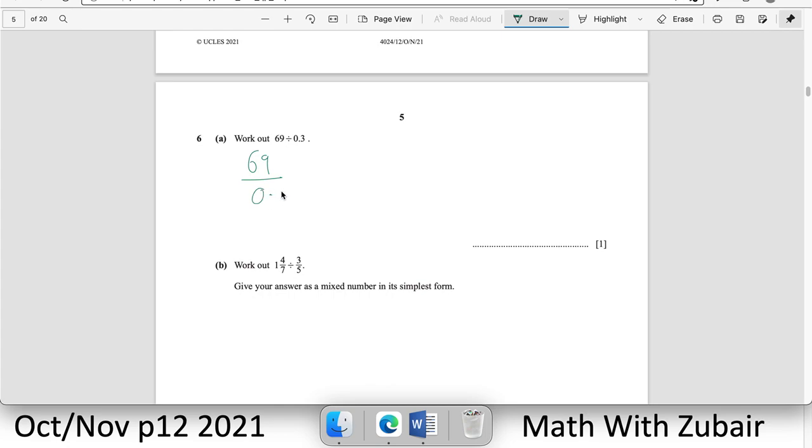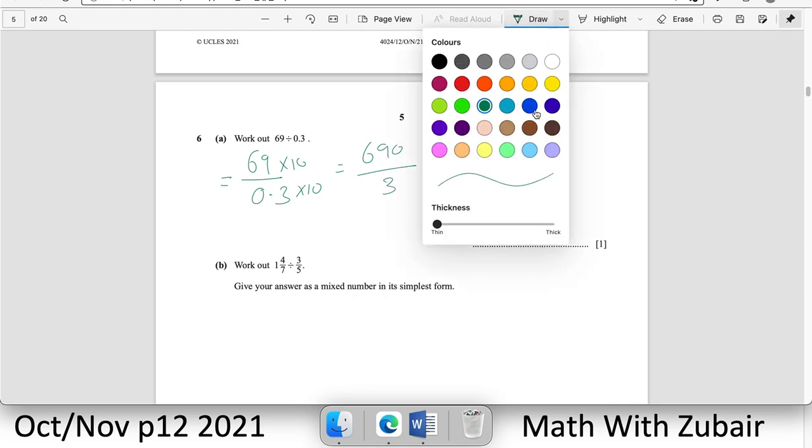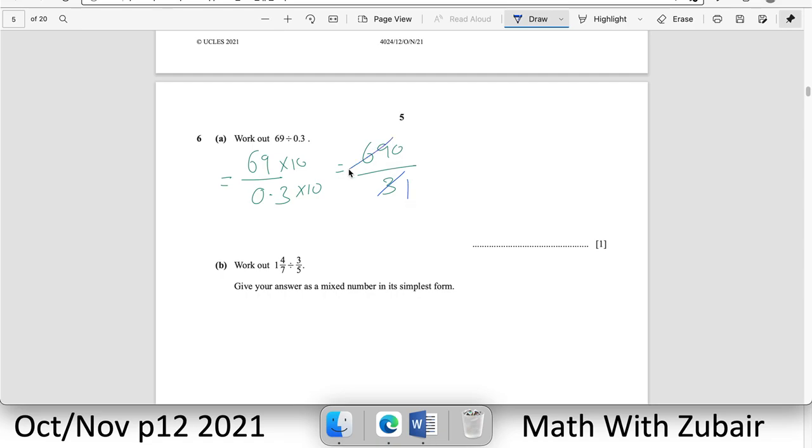69 divided by 0.3. So multiply by 10 on both sides, you get 690 by 3. Cross multiply, simplification, 3 1 times, and 3 is 23, 0 comes here, so 230.